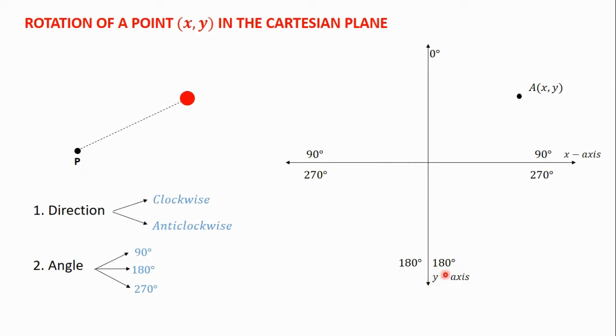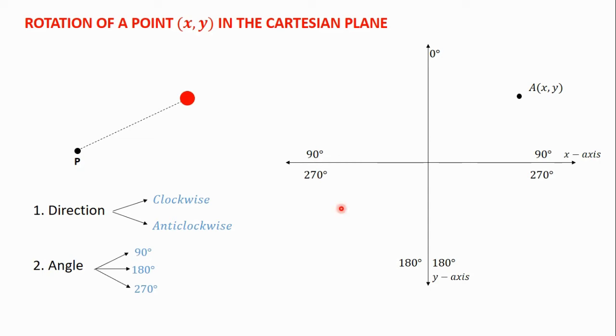If we take 180 degrees, we can see that both clockwise 180 degrees and anti-clockwise 180 degrees will land us at the same point. So for 180 degrees, it doesn't really matter whether it is a clockwise rotation or anti-clockwise rotation. They will all land us at the same point. But for a 90 degrees and 270 degrees rotation, we can see that 90 degrees clockwise rotation and 270 degrees anti-clockwise rotation are the same. And 90 degrees anti-clockwise rotation and 270 degrees clockwise rotation are also the same.